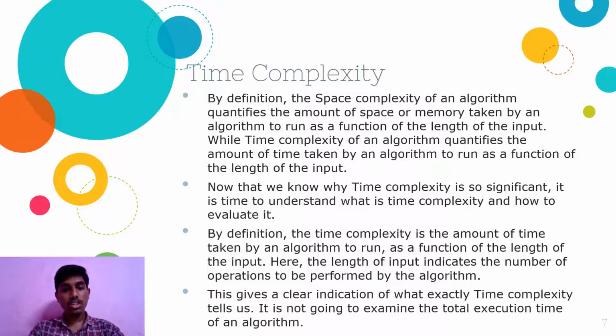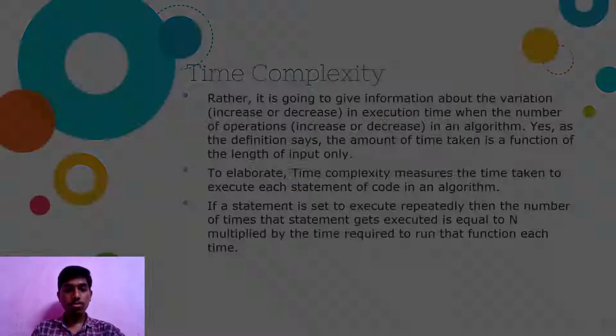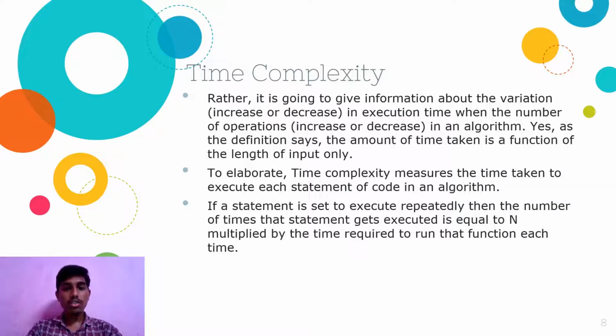By definition, time complexity is the amount of time taken by an algorithm to run as a function of the length of input. Here, the length of the input indicates the number of operations to be performed by the algorithm. This gives a clear indication of what exactly time complexity tells us. It is not going to examine the total execution time of an algorithm. Rather, it is going to give information about the increase or decrease in execution time when the number of operations increases or decreases in an algorithm.